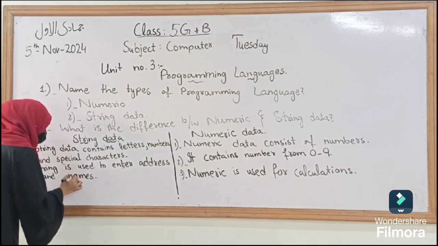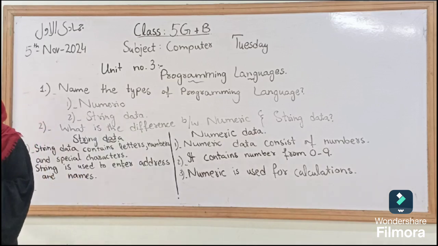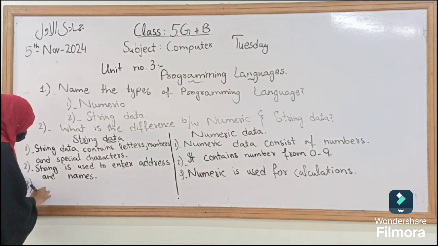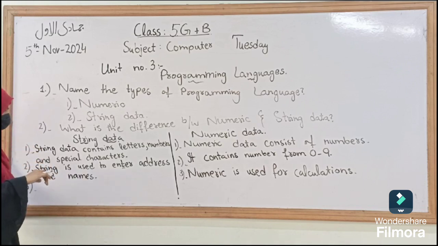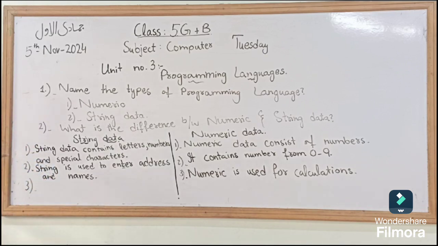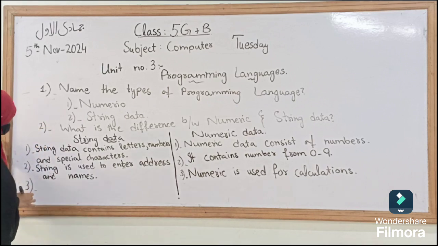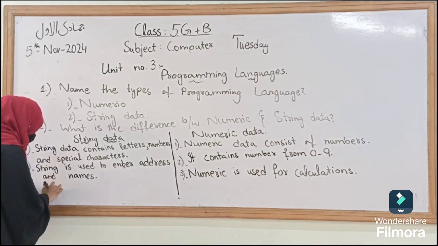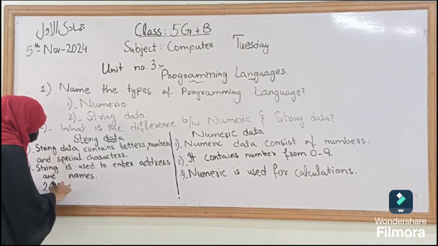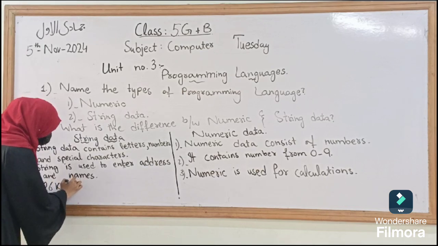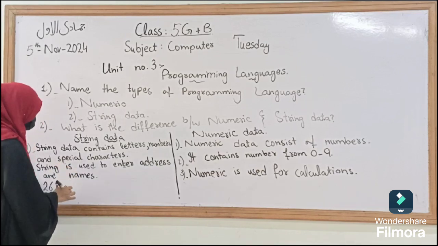Now who will give me the example of string data? Raise your hand. Yes, Iman Fatma, stand up. Tell me the example of string data. Yes, you can write your own address, in which there are special characters, letters and numbers are given. For example, the address is 26 kilometer.